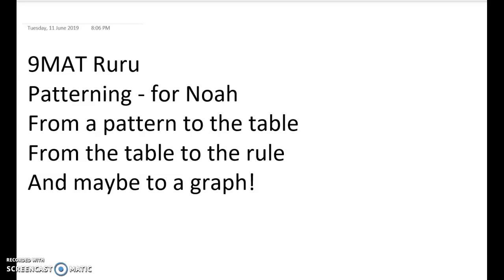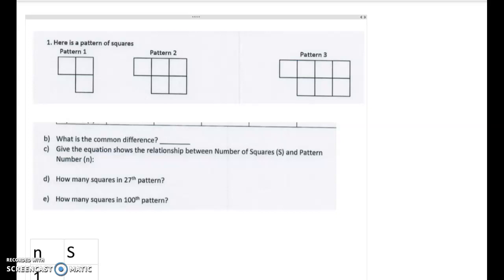So first we're going to look at how we go from a pattern to putting some information into a table. Then we're going to work out the rule for that pattern and we might look at graphing if we've got time. So this is from a worksheet that Miss Zhang has made that I've shared on our Google Classroom. I've put solutions up as well, but if you want to see how I got them in more detail, then you should watch this. So we're starting out with a pattern of squares, right?